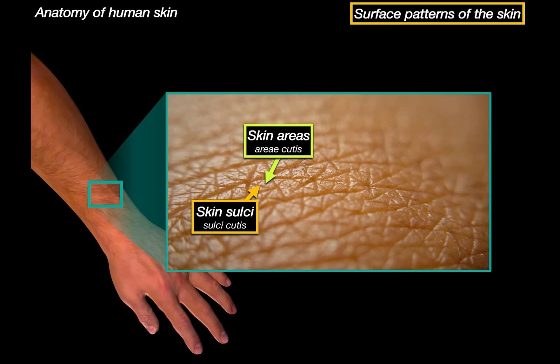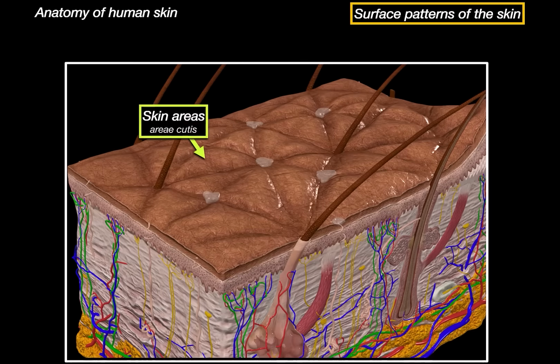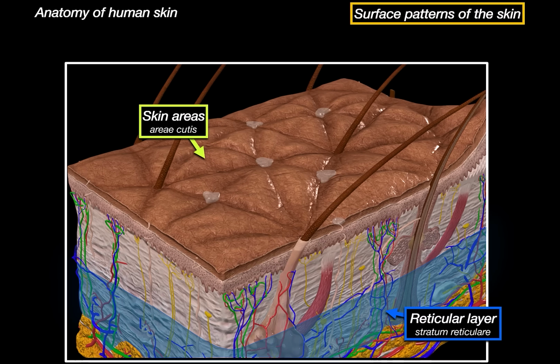These areas look a bit swollen compared to the grooves because the collagen and elastic fibers in the dermis pull up on them from below. These sulci and areas are not random. In most regions, they form an irregular but recognizable pattern of small rhombs or polygons. This surface pattern reflects what is happening deeper in the dermis. In the reticular layer, we will look at this in more detail later, the thicker collagen bundles are not arranged as a chaotic tangle. They tend to run in preferred directions that vary from region to region on the body.